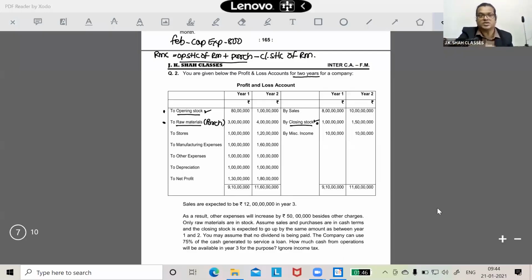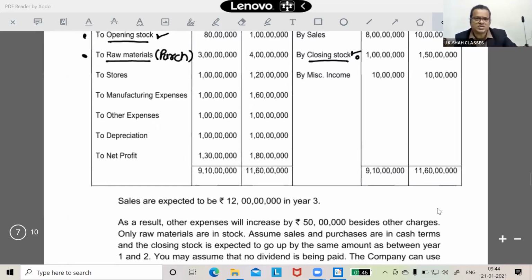Either of the things has to be seen. Either the raw material consumed single figure has to be seen, because that's a net value, or you will see everything. As you can see everything in this question specifically, you can see the opening stock also, you can see the closing stock also. That means the raw material is what? It's a purchase figure. Stores, guys, actually it is stores and spares.